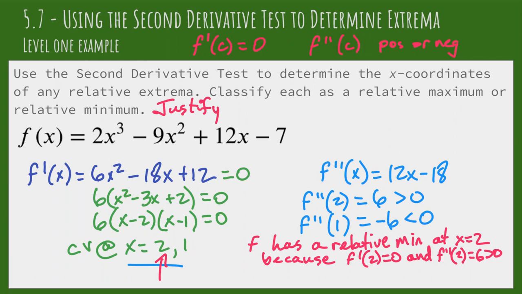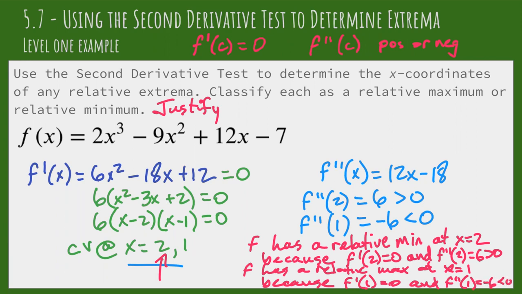And then the second one, we have f has a relative maximum at x equals 1 because f prime of 1 is equal to 0, so we have a horizontal tangent there, and the second derivative at 1 is negative 6, which is less than 0, so it's going to be concave down. So horizontal tangent, concave down, gives us a relative maximum at that point.